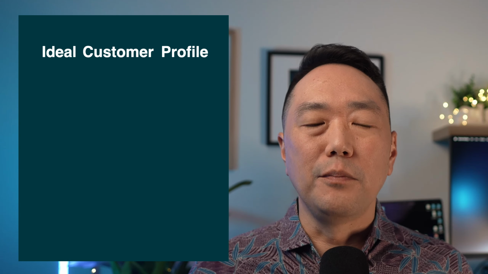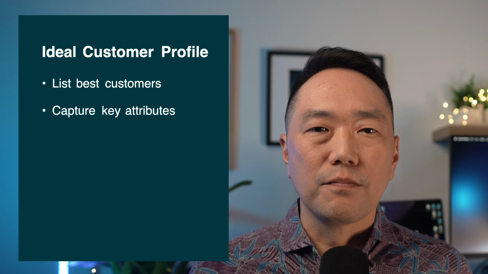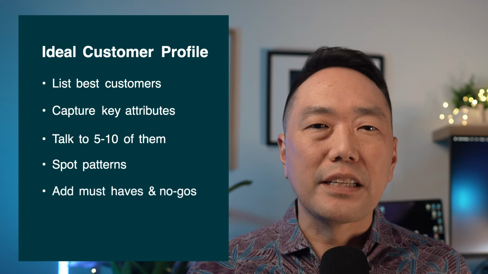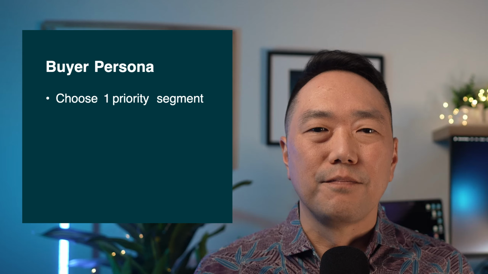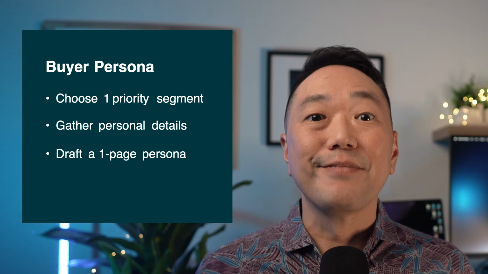To build your ICP, list your best customers, capture key attributes, talk to 5 to 10 of them, spot patterns, add must-haves and no-gos, and put it to work. To build your buyer persona, choose one priority segment, gather person-level details, draft a one-page persona, and use it every day. Start from real customers, not theory. Keep it to one page each, revisit it quarterly.